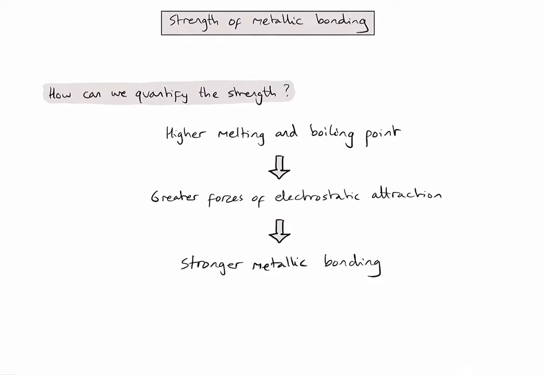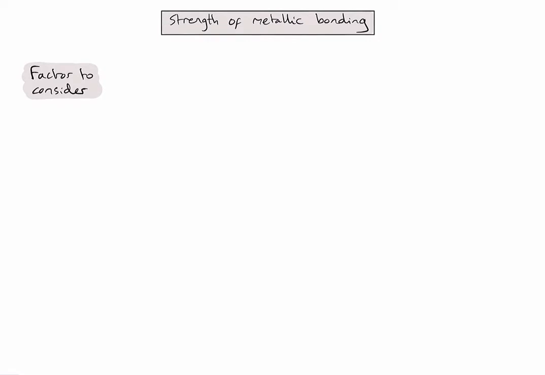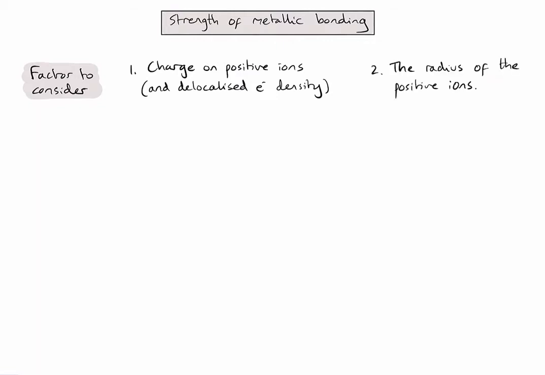So, which factors do we consider in order to explain differences in the strength of metallic bonding? The first factor to consider is the charge on the positive ions in the lattice. And this is also related to the number of delocalized electrons that there will be. The second factor is to consider the radius of the positive ions in the lattice. So let's now see if we can apply these two factors to an example.